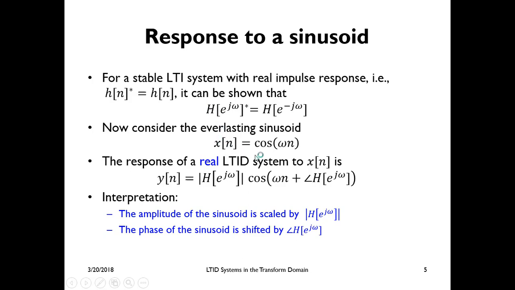So if we put the everlasting sinusoidal signal x(n) equal to cosine omega n as the input to the system, then the output response y(n) is going to be the same cosinusoidal signal, cosine omega n, but the amplitude is going to be scaled by the magnitude of the frequency response evaluated at the same frequency of the sinusoidal input signal, and the phase of the sinusoid is going to be shifted by the angle of the frequency response H evaluated at the frequency of the sinusoidal signal.